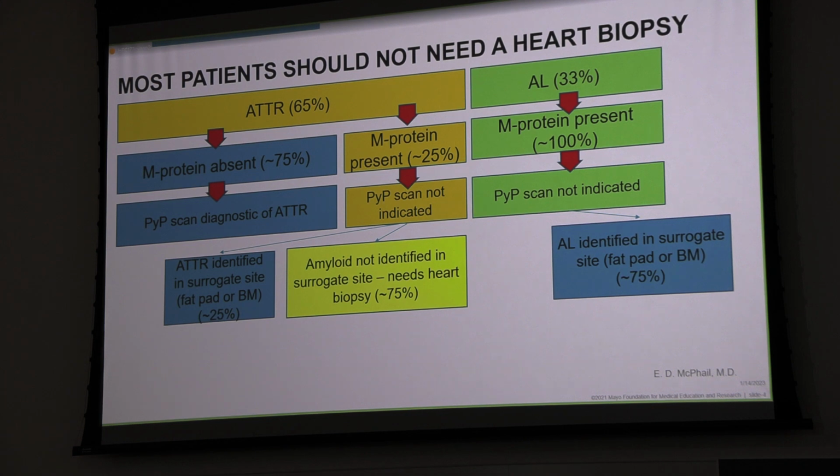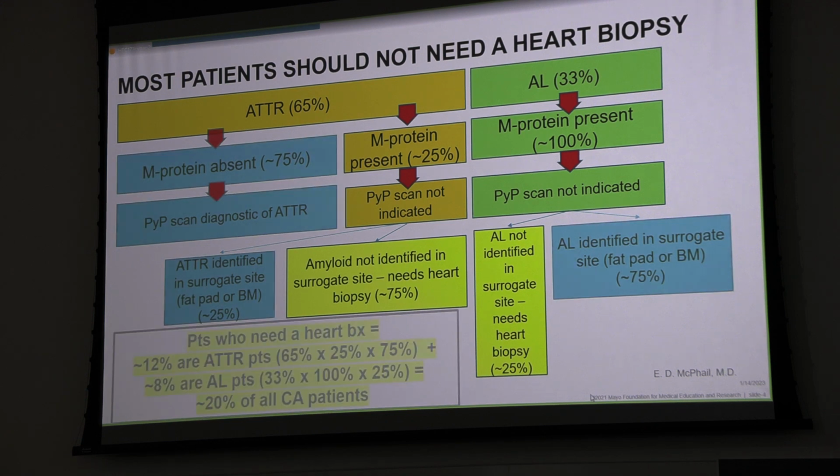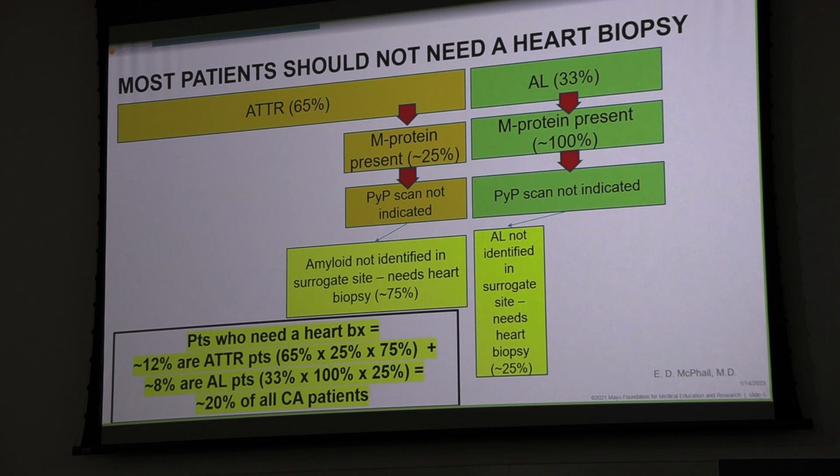So that only leaves the 75% of the TTR patients who have an M protein, plus the 25% of AL patients, who absolutely need a heart biopsy. So if you do the math, this winds up being about 20% of all cardiac amyloid patients. Now the numbers are all estimates, so maybe it's 30%, maybe it's 15%, but it's certainly under 50%. So that leaves most patients who should be diagnosed without the need for going to the heart.